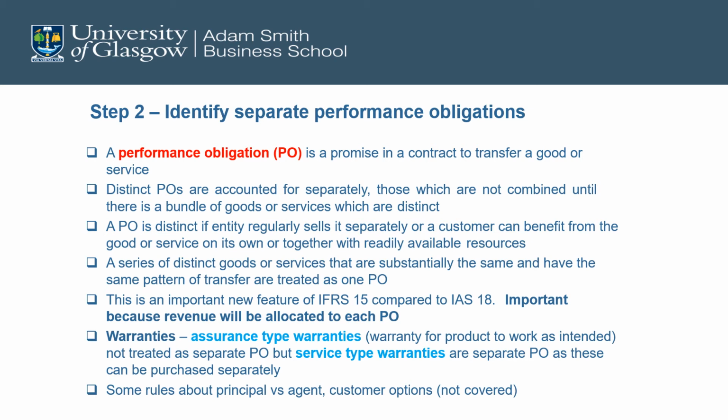Warranties include the assurance type of warranties but also the service type of warranty. An assurance type of warranty would be a warranty for the product to work as intended. They are not treated as separate POs, but service type warranties are treated as separate POs because these services can be purchased separately. There are also some rules about principals versus agents or customer options, which again are not covered. Let's just take a look at examples.